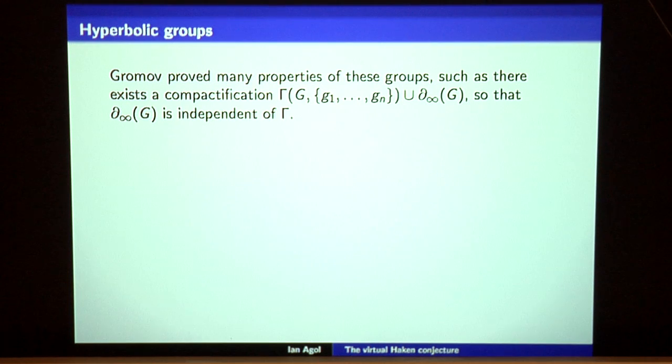But Gromov proved many nice properties of these groups, and I'll just mention one of them. There's a compactification of the Cayley graph with a boundary at infinity. And what this boundary is, you take all geodesic rays in the Cayley graph going off to infinity, and you put a certain equivalence relation on them. If they stay bounded distance from each other, then they form an equivalence class. You can check that's a well-defined equivalence relation.